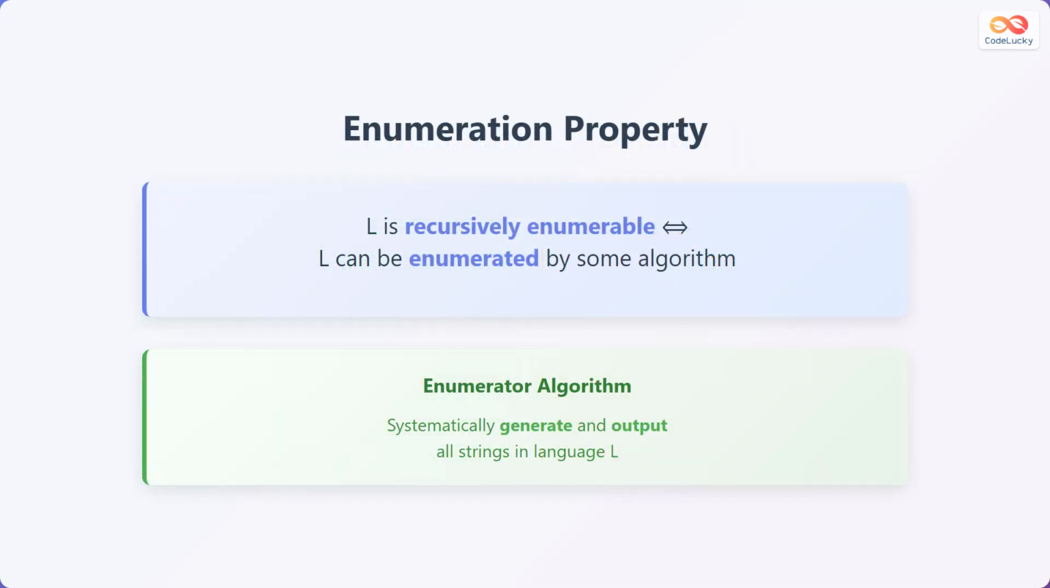There is a fundamental enumeration property associated with recursively enumerable languages. A language L is recursively enumerable if and only if L can be enumerated by some algorithm. An enumerator algorithm systematically generates and outputs all the strings in language L.